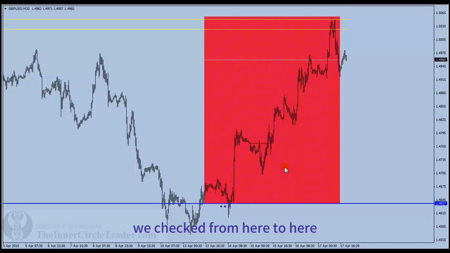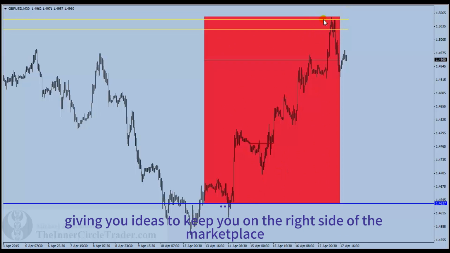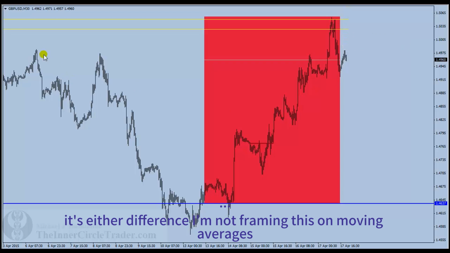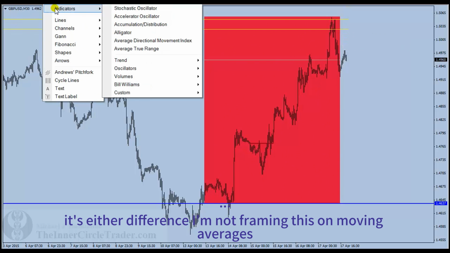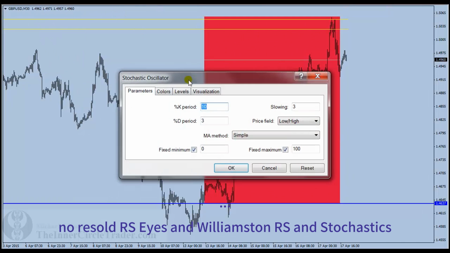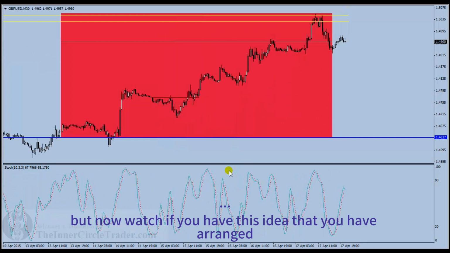Okay. But now watch. If you have this idea that you have a range that you're going to trade inside of, and you're going to look for these objectives to be met because the institutions are going to want to get out up here based on what we described earlier. Watch what happens when you do add indicators. Now, again, don't fault me for this. I'm just trying to show you when you do add the indicators how powerful it is when you use it in the proper context. And let me drill in a little bit here.